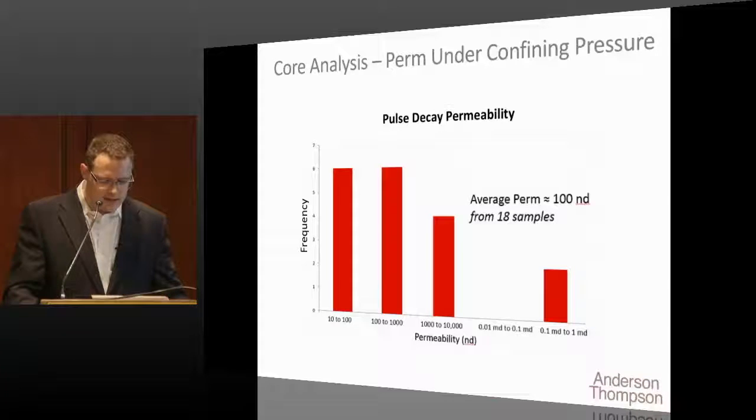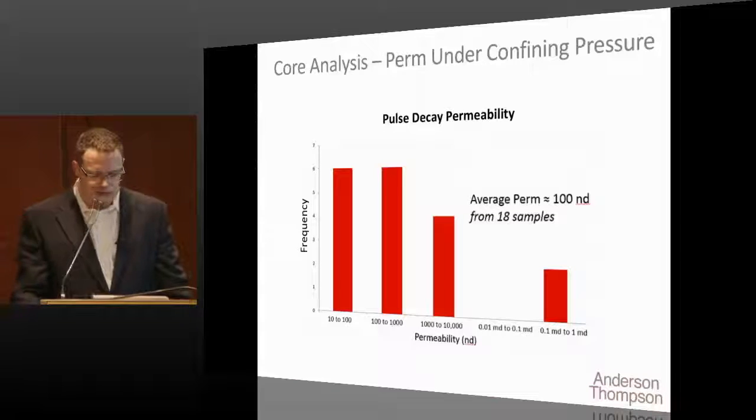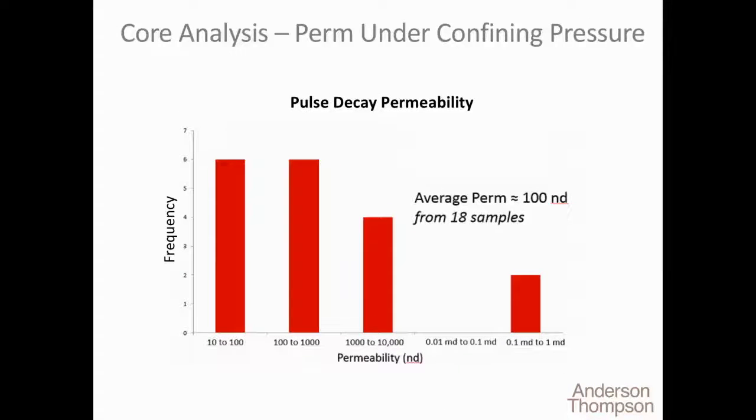Here we can see the permeability results, and these are 18 samples plotted on the x-axis. We're seeing that most of the perm results under confining pressure on the core are around 100 nanodarcies. And this is the basis of using 100 nanodarcies as a constraining parameter for modeling.